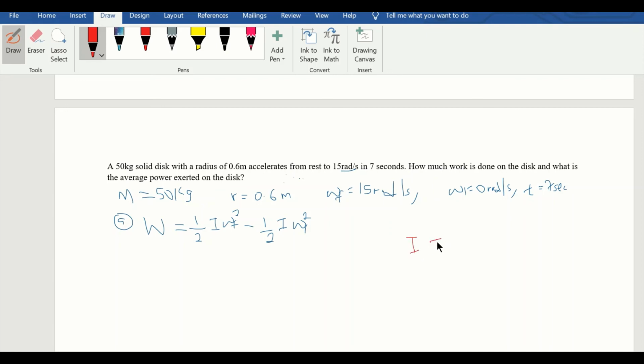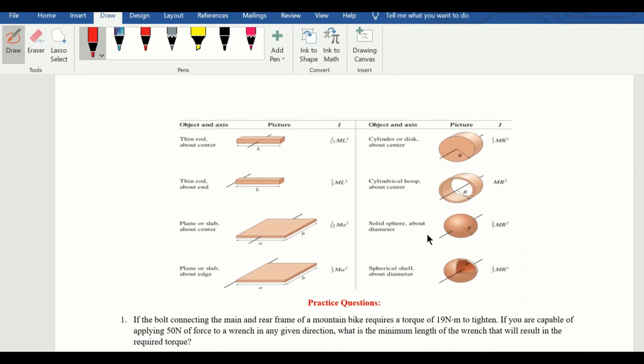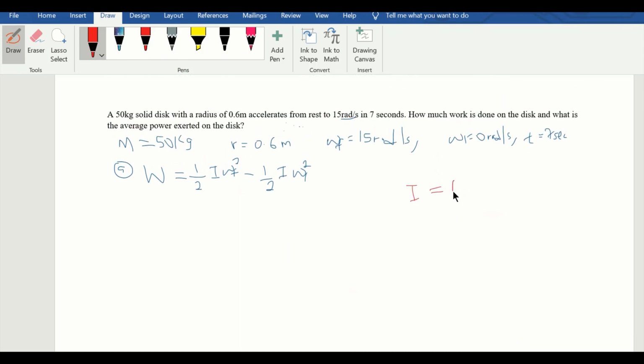for a solid disk is equal to, so if you don't mind, we'll look at our table. Here is my table. For a disk, look at it here. For a disk, the inertia is half mR squared. So we have to remember this table for different objects and their axis. For a disk, the moment of inertia is half mR squared. So therefore I can write it is half mR squared. The m is the mass and the r is the radius.